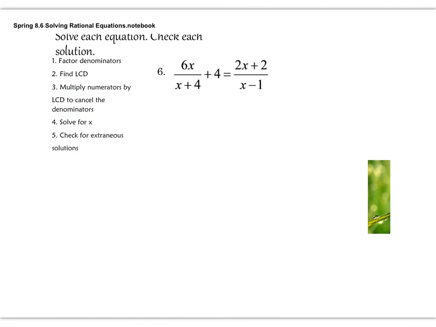We have one last problem. So last one. Again, recognize this is like over 1, so we don't lose the fact that that 4 is actually a numerator. So step 1, factor denominators. None of those factor. Step 2, my LCD. LCD, I need an x plus 4.